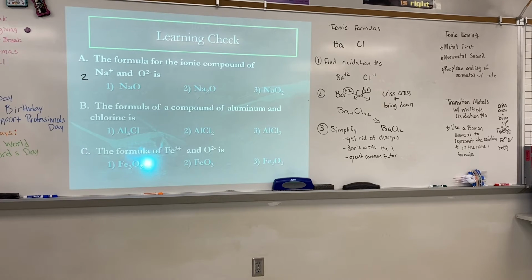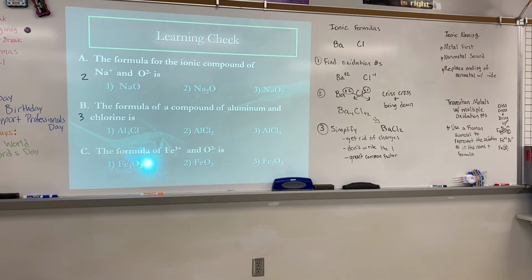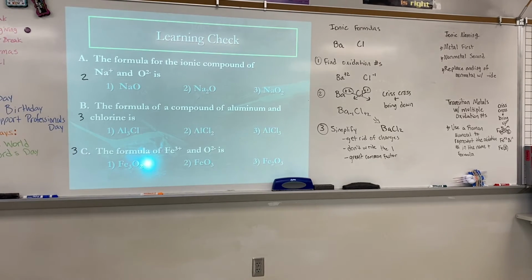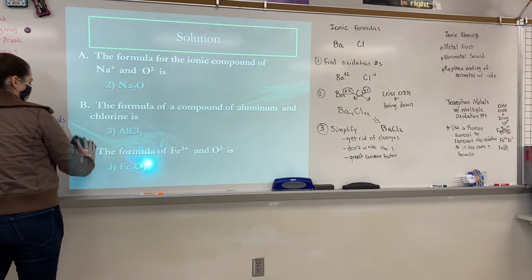All right. The formula for aluminum and chlorine. What would aluminum and chlorine be? Number 3. Any objections to number 3? Okay. What about the formula between Fe3+ and O2-? What would be that formula? Any objections to 2, 3, and 3? Very good. Yes. So those are your formulas.